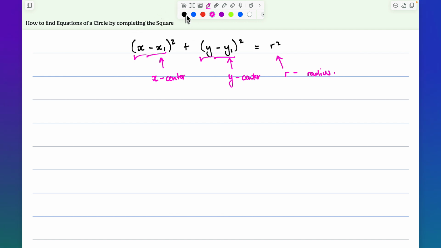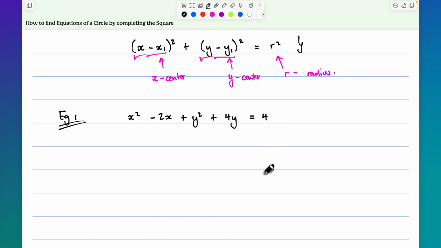I'm going to explain what I mean using an example. So we're going to jump straight into example 1. This is the example that we used at the end of the last video, where we started it off in this format, we expanded it, and when we expanded it, it ended up with x squared minus 2x plus y squared plus 4y, and that's equal to 4.